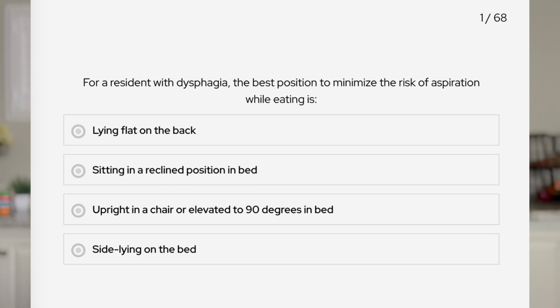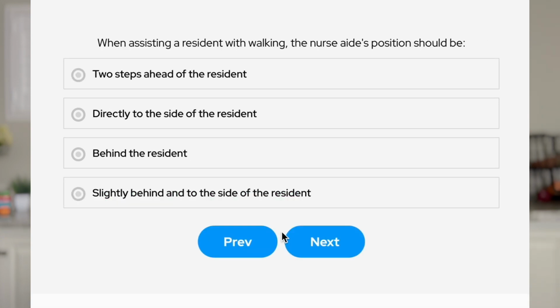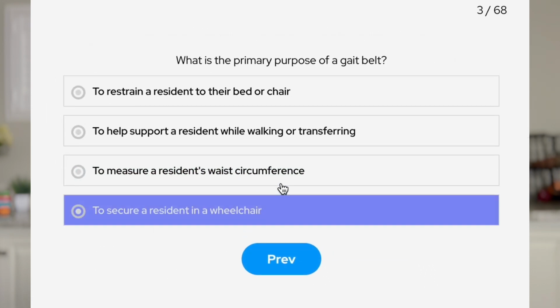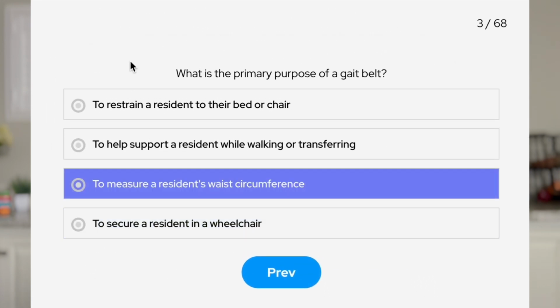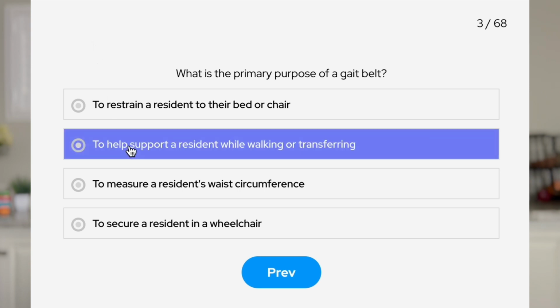For a resident with dysphagia, the best position to minimize the risk of aspiration while eating is upright in a chair or elevated to 90 degrees in bed. When assisting a resident with walking, the nurse aid's position should be slightly behind and to the side of the resident. What is the primary purpose of the gait belt? To help support a resident while walking or transferring.